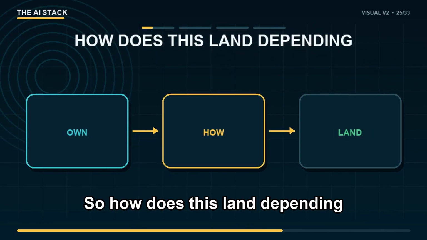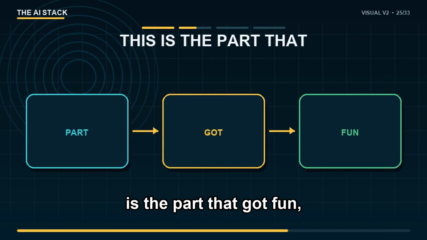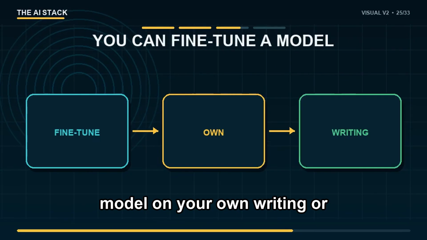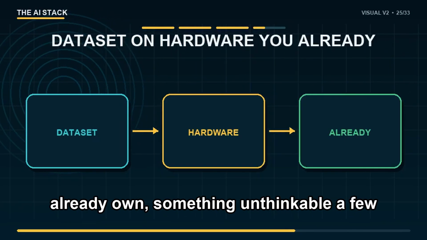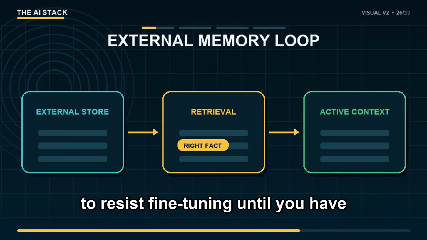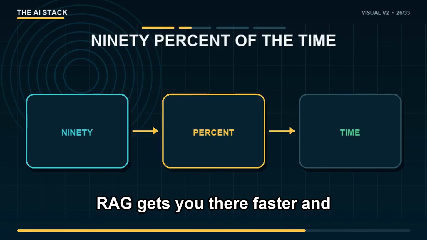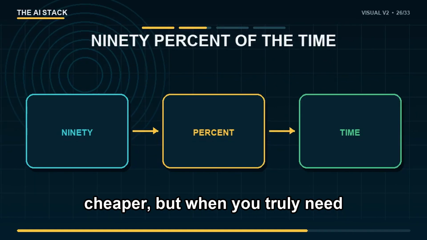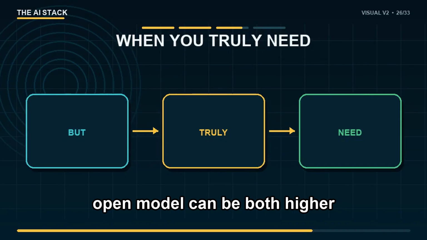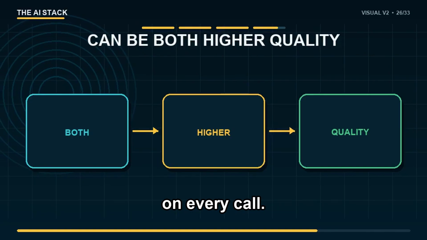So, how does this land depending on who you are? As an individual or hobbyist, this is the part that got fun. With QLoRA and an open model from LLMs, you can fine-tune a model on your own writing or a niche dataset on hardware you already own. Something unthinkable a few years ago. As a startup, the discipline is to resist fine-tuning until you have proven you need it. 90% of the time, good prompting plus RAG gets you there faster and cheaper. But when you truly need a consistent behavior or specialized style at scale, a LoRA on an open model can be both higher quality and cheaper to run than paying for a giant general model on every call.